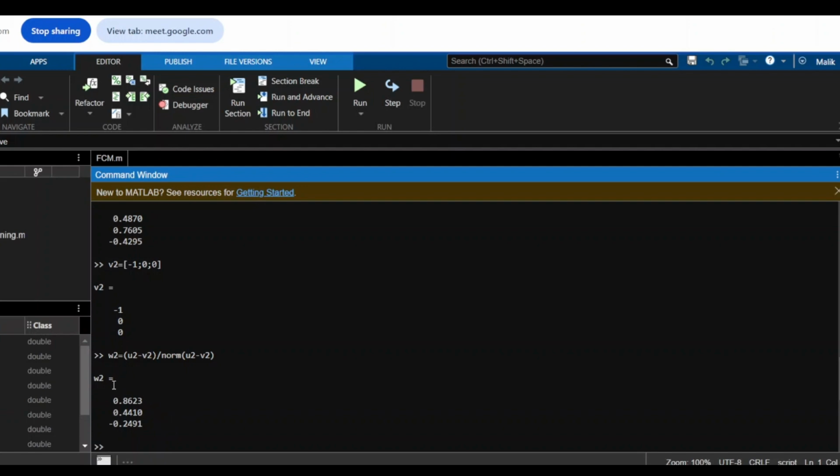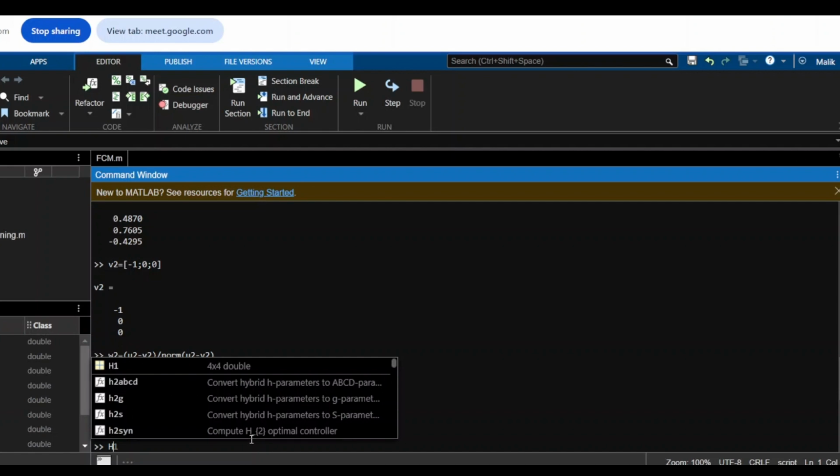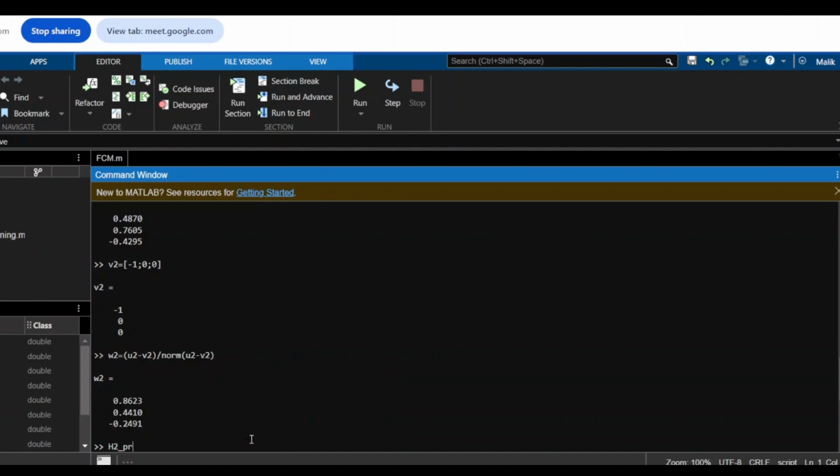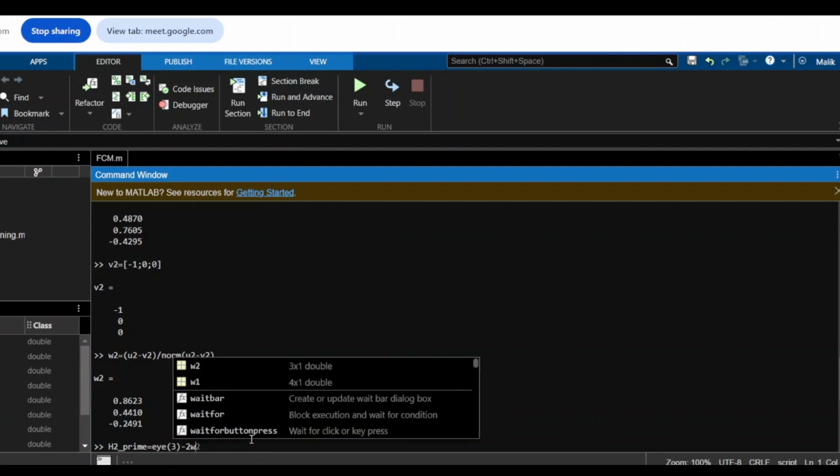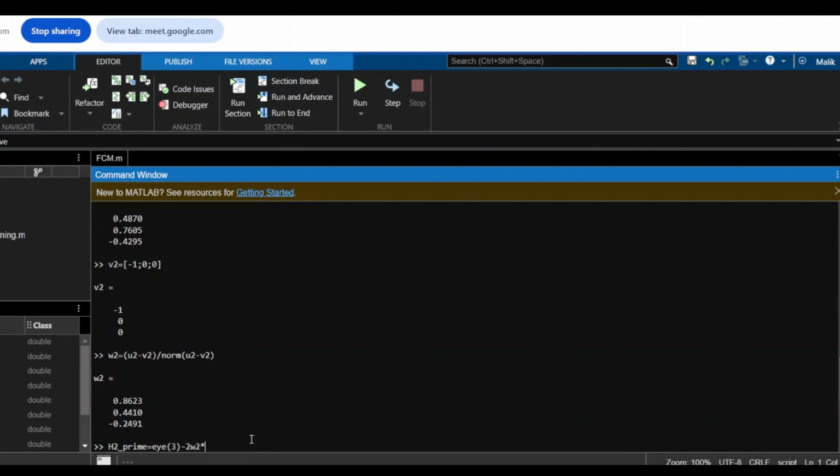Now corresponding to W2, I will calculate what? My H2 prime. So H2 prime will be what? It will be I of 3 minus 2 into W2 into W2 transpose, because this is a 3 cross 3 matrix. Here we have only three entries, so it will be a 3 cross 3 matrix.